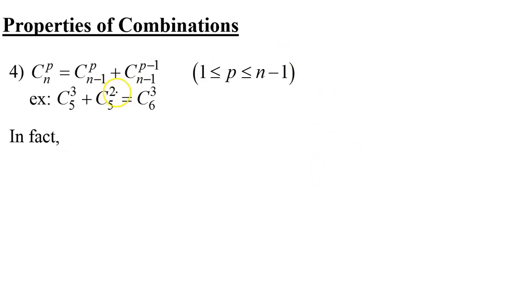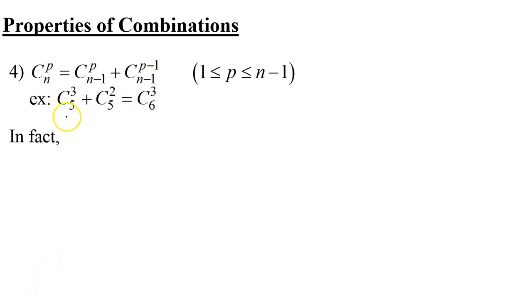However, for the fourth property, we have that the combination of p out of n is in fact equal to the combination of p out of n minus 1 plus the combination of p minus 1 out of n minus 1.